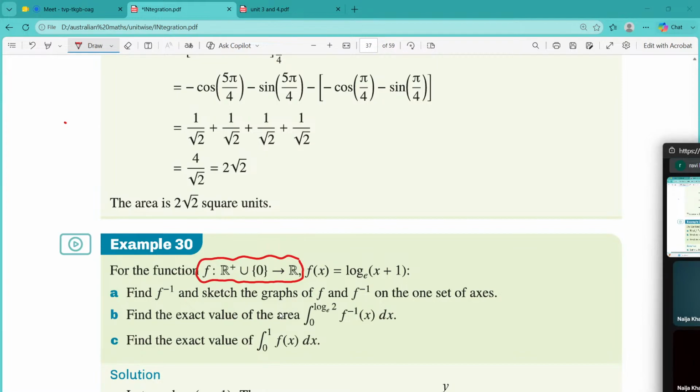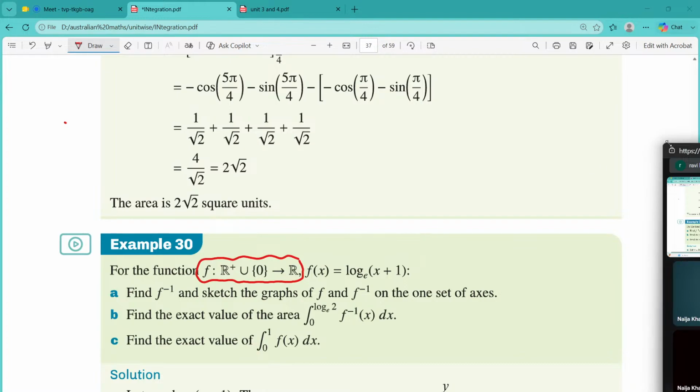Of this f: R plus union {0} arrow marking R, what does it mean? All real values except for 0. No, except for 0? Union doesn't mean except. Union means including. Oh, this also, isn't it? Yeah. So what is this? So all real numbers including 0.